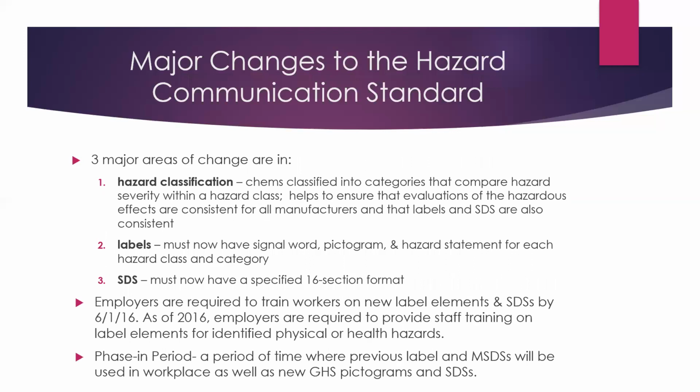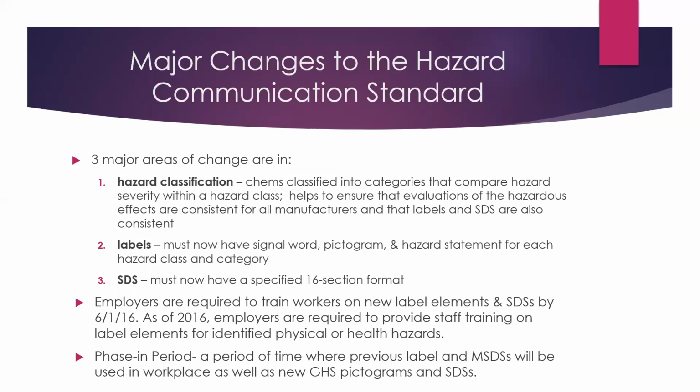There are three major areas of change to the HCS: hazard classification, labels, and the SDS itself. With hazard classification, chemicals are classified into categories that compare hazard severity within a hazard class. It helps to ensure that evaluations of the hazardous effects are consistent for all manufacturers, and that labels and SDSs are also consistent. The labels must now have a signal word or even a pictogram and a hazard statement for each hazard class and category. The SDS must now have a specified 16-section format.